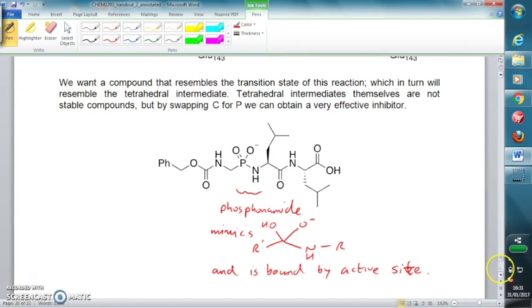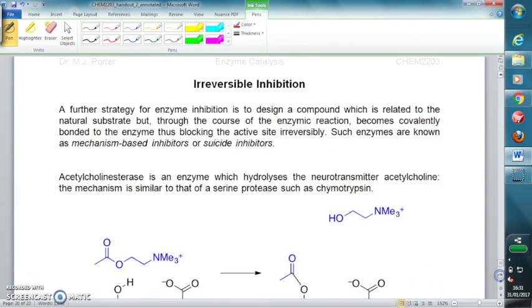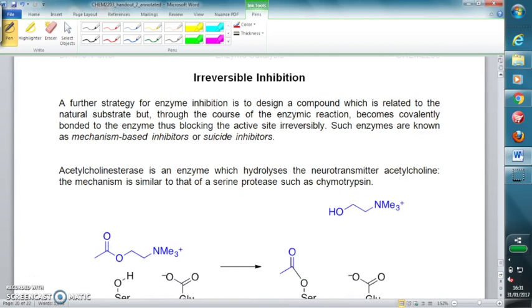Okay, the final aspect of enzyme inhibition that we're going to look at is irreversible inhibition. So with irreversible inhibition, as the name suggests, rather than having something which just sits in the active site blocking it, we actually have something which will covalently link to the active site. And generally speaking, the way that this is effected is by having something that acts as a substrate for the enzyme, but through the mechanism by which the enzyme normally acts, this compound becomes covalently bound. It doesn't get turned over and released from the active site.